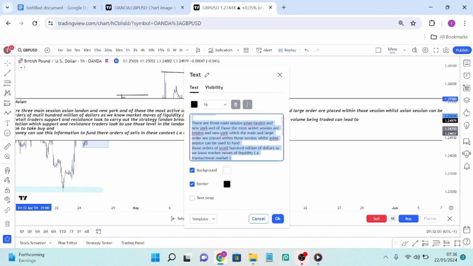Simple as that. Asian liquidity is used primarily to fund the orders of hundreds of millions of dollars for the London and New York sessions, in which the big institutions and individuals look to take their entries.